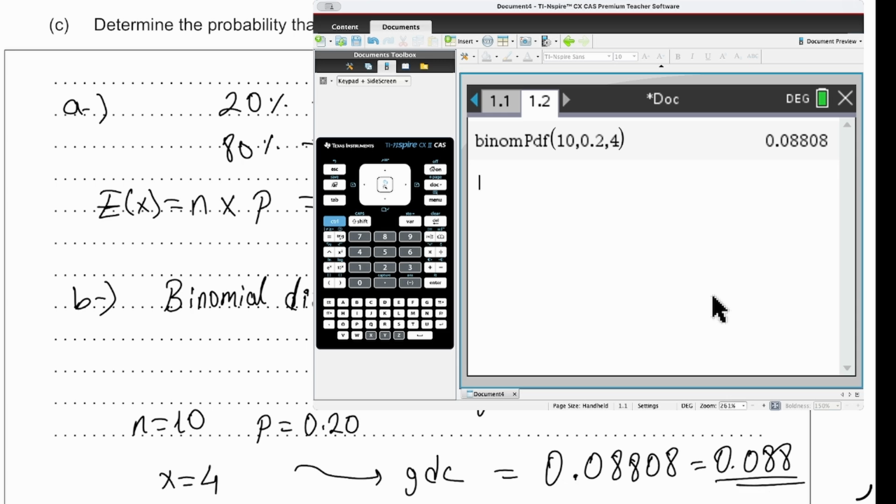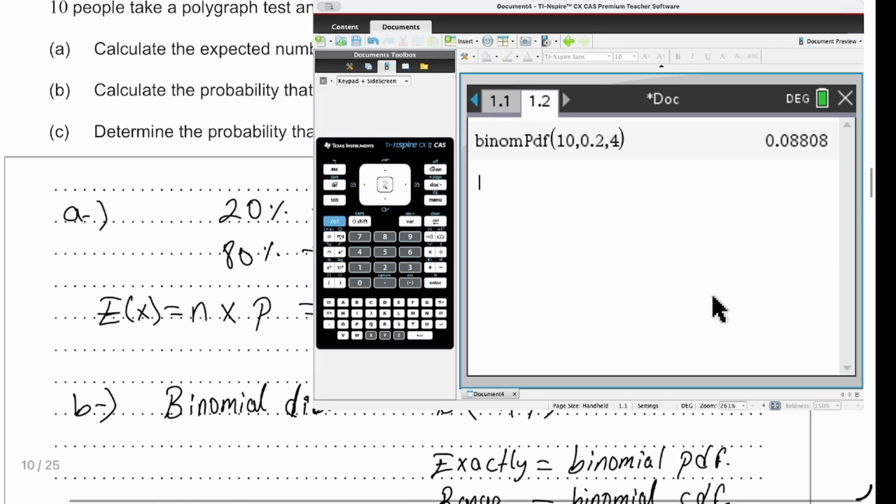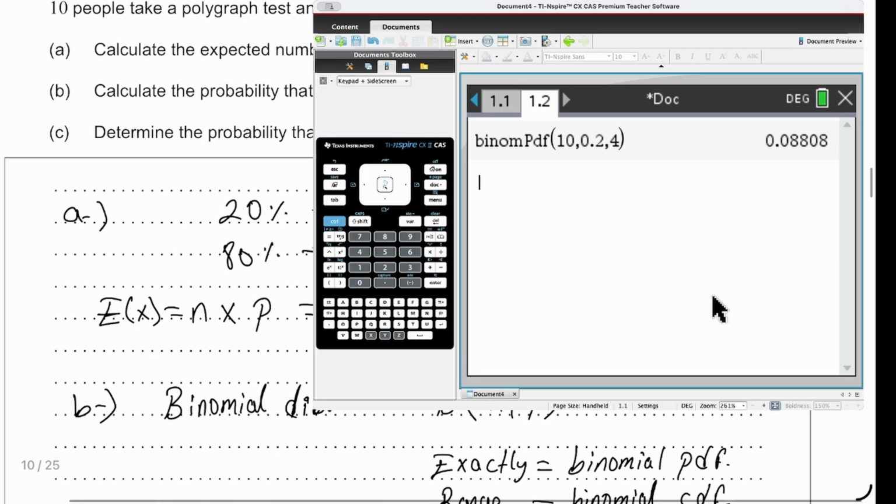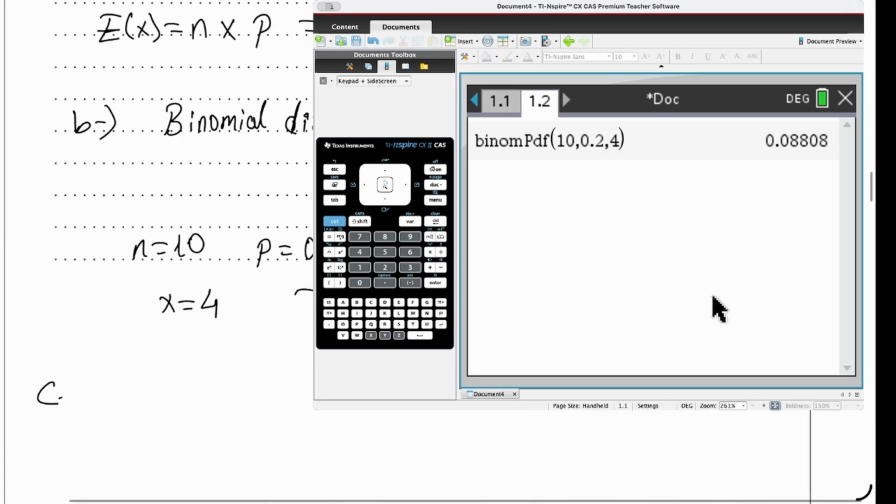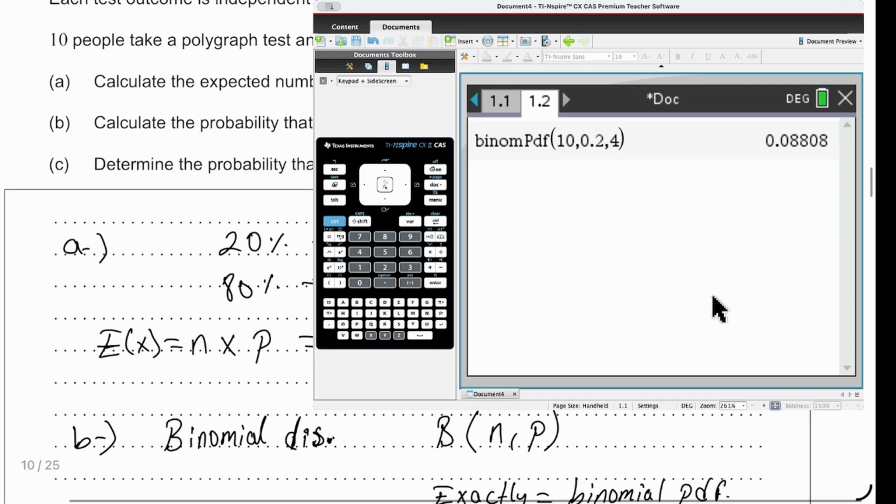Let's move on with part B. So this was part B. Let's move on with part C. Determine the probability that fewer than 7 people will pass.